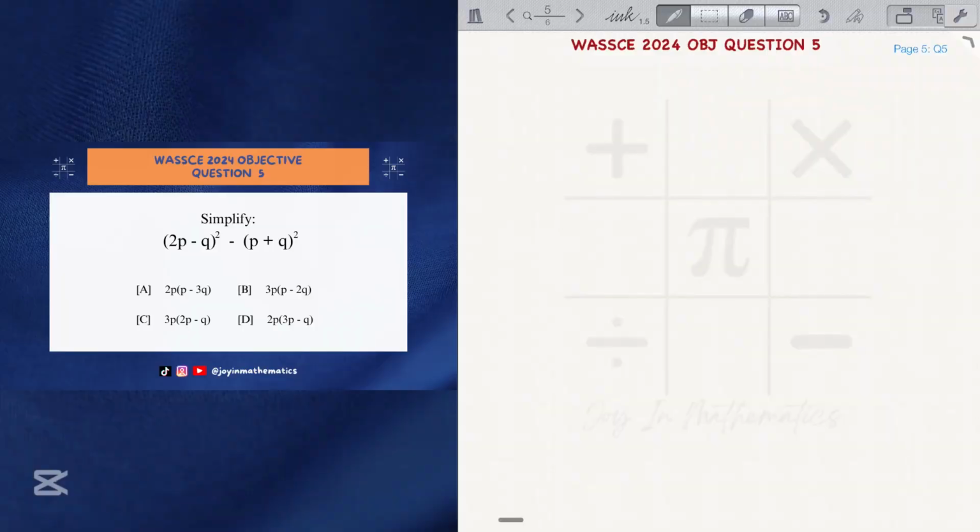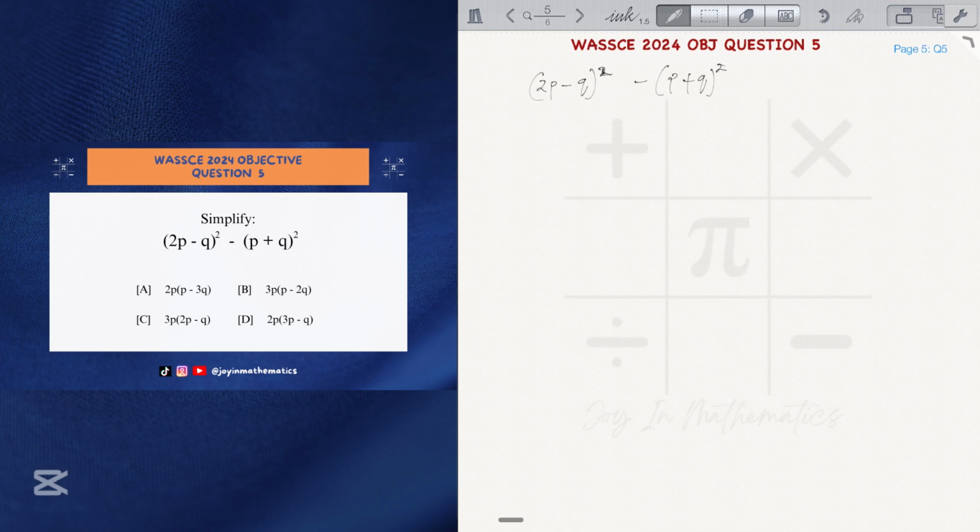Now we have WAEC 2024 objective question 5, and we are asked to simplify (2p minus q) squared minus (p plus q) also squared.